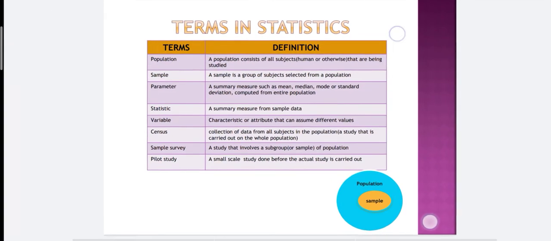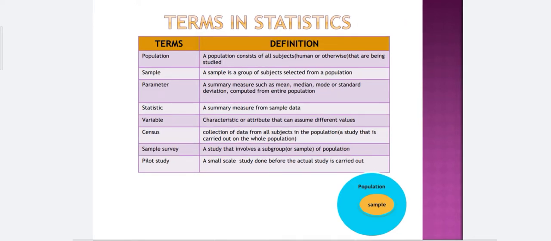Alright, we move to the terms in statistics. These are several terms in statistics that you will always use in this subject. Actually there are many more, but these are the ones commonly used in this subject. Okay, the first one is population.